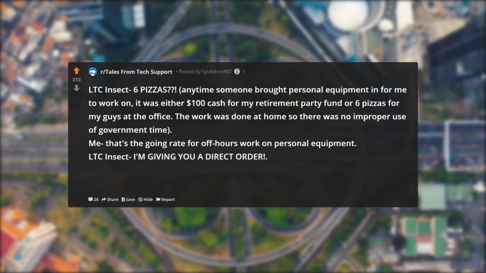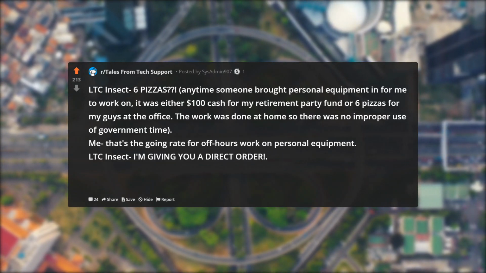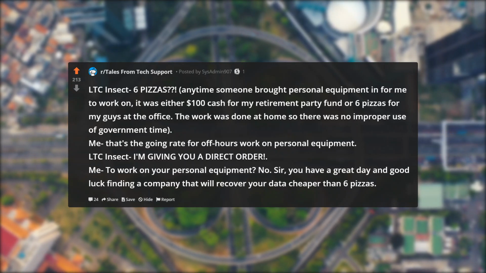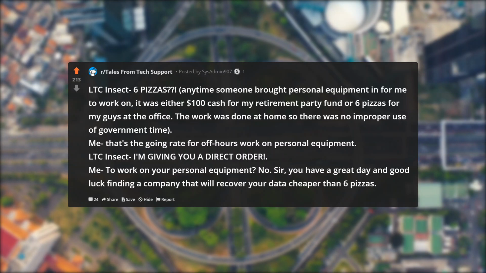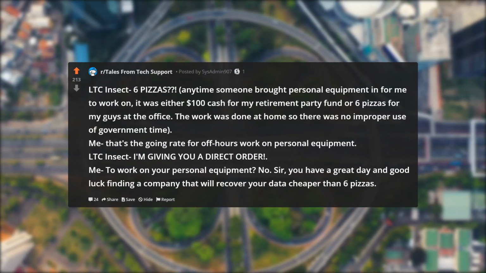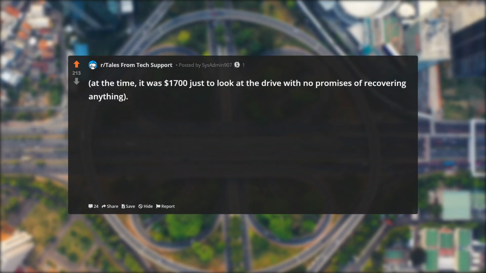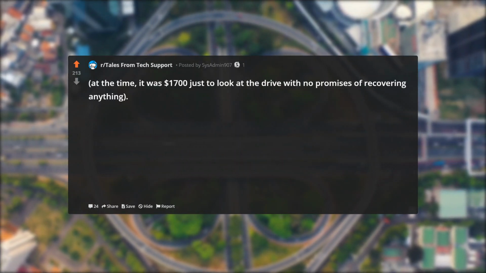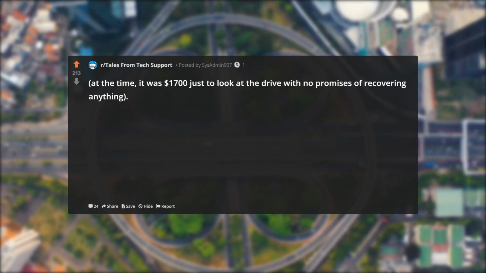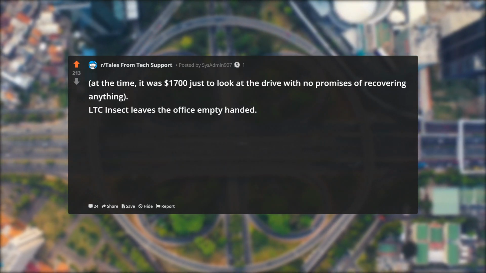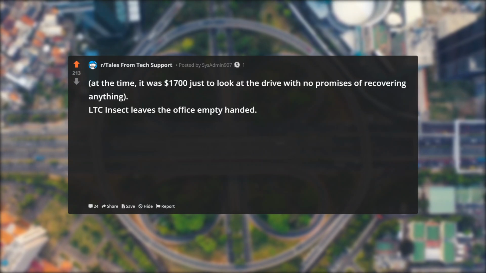LTC Insect: I'm giving you a direct order. Me: To work on your personal equipment? No. Sir, you have a great day and good luck finding a company that will recover your data cheaper than 6 pizzas. At the time, it was $1,700 just to look at the drive with no promises of recovering anything. LTC Insect leaves the office empty-handed.